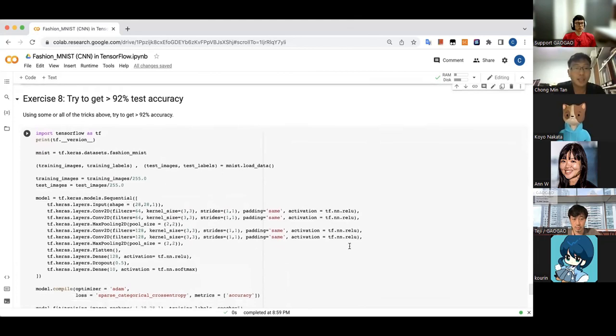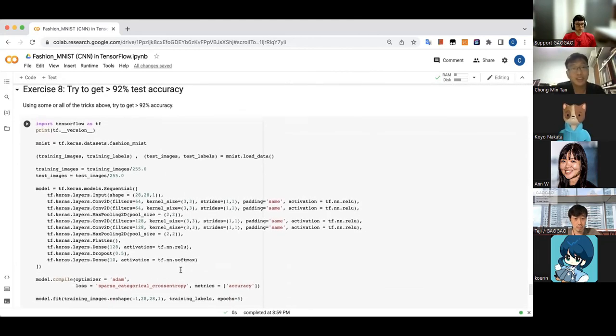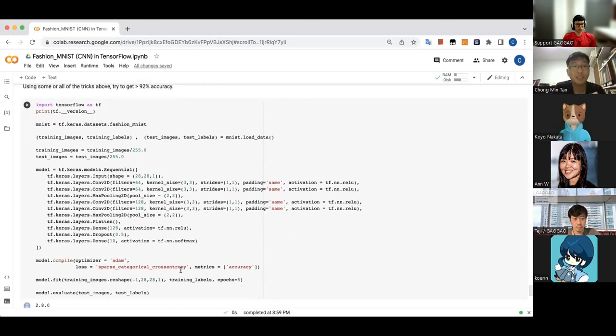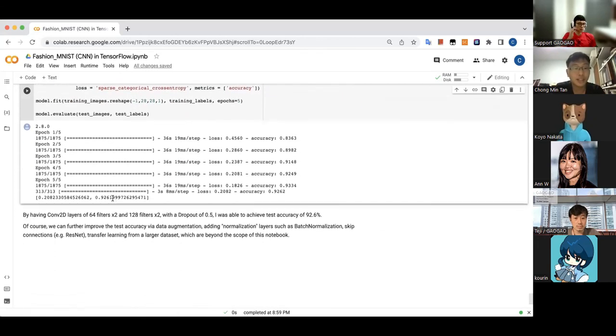So I gave you an exercise here: how to get greater than 92% accuracy. Of course, if we use more complicated models, we can get greater than 95%, 98%, but those require ResNet50 kind of models. For 92%, I basically did a VGG style. You do the filter twice, then do a max pool, do the filter twice, then do a max pool. Just using that, I got 92.6%.